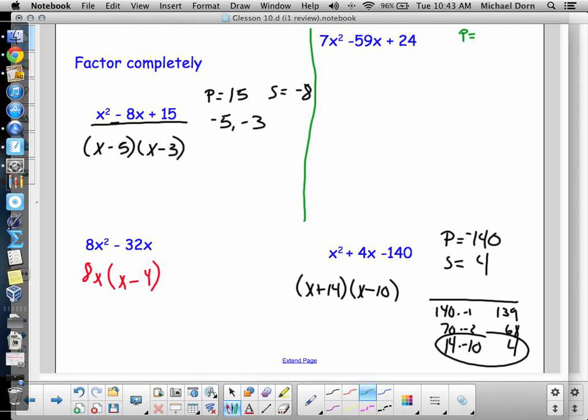Okay, but where do you get 168? Okay, A and C, because we call this the AC method. We multiply A times C to give me my product. My sum has to be negative 59. Okay, so now I start looking for that. Two numbers multiply to give me 168 and add to give me negative 59. That's not going to be easy, so we start checking.